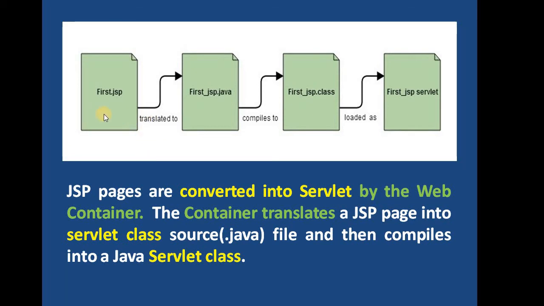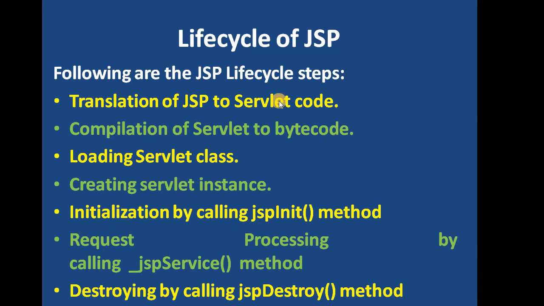Let's see how these JSP pages go. We need to create the source file, let's say with the extension .jsp. This is first.jsp. Then this is translated to a Java file, that is first_jsp. And then this Java file is compiled to a Java class, and then this Java class is finally loaded as a servlet into the server. So we can see that this JSP is finally being converted into servlets. These JSP pages are converted into servlets by the web container. The web container is responsible for converting these JSP pages into servlet pages. The container translates the JSP page into a servlet class and then compiles it into a Java servlet class. So we have already seen how a JSP page is converted to servlets with the help of the web container.